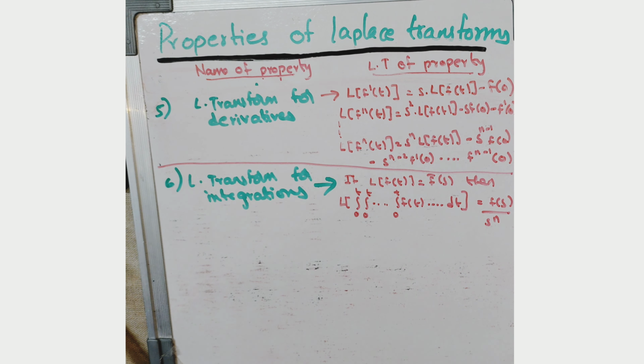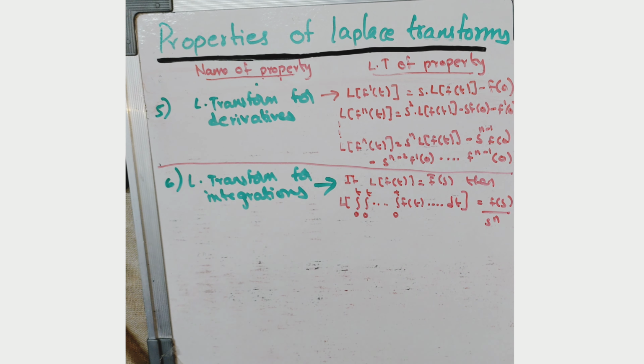Next property of Laplace transform is for multiplication, where if the Laplace transform of f of t is f bar of s, then the Laplace transform of multiplication, that is t power n into f of t, will be minus 1 whole power n d power n by d s power n of f bar of s.